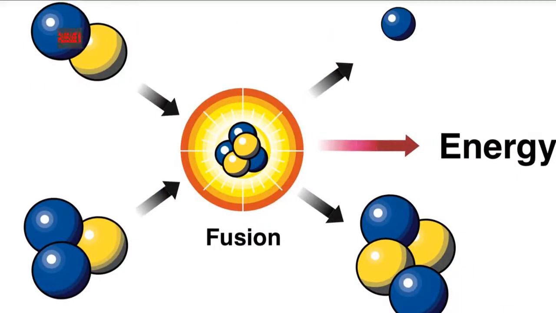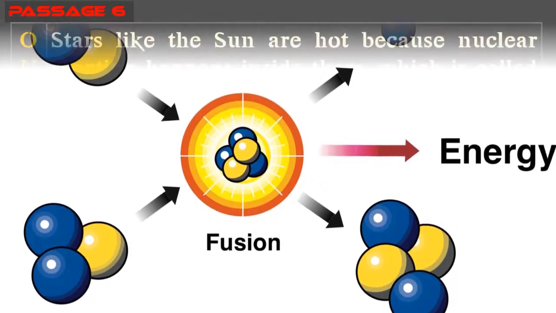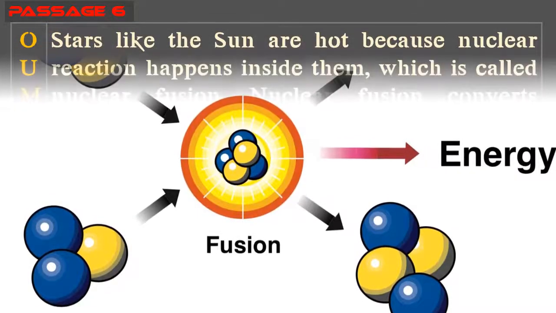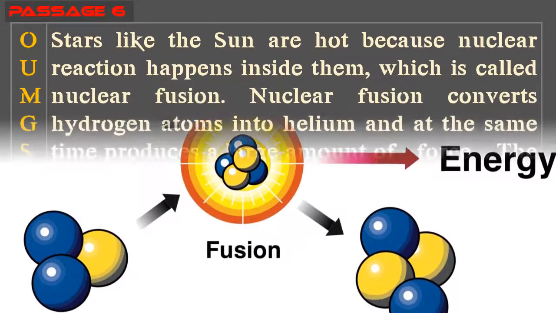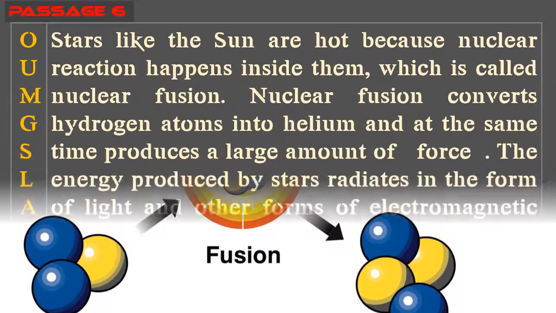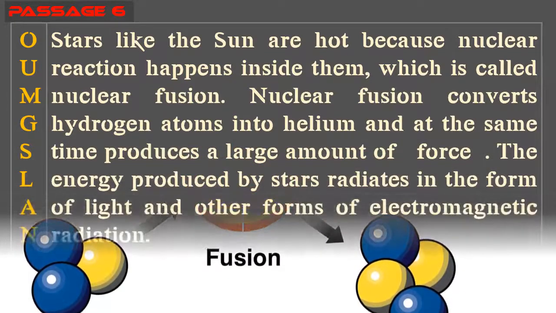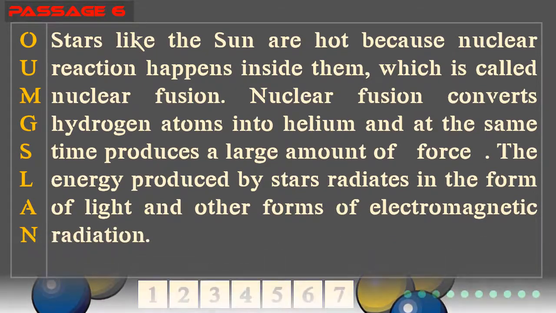Passage 6. Stars like the Sun are hot because nuclear reaction happens inside them, which is called nuclear fusion. Nuclear fusion converts hydrogen atoms into helium and at the same time produces a large amount of force. The energy produced by stars radiates in the form of light and other forms of electromagnetic radiation.